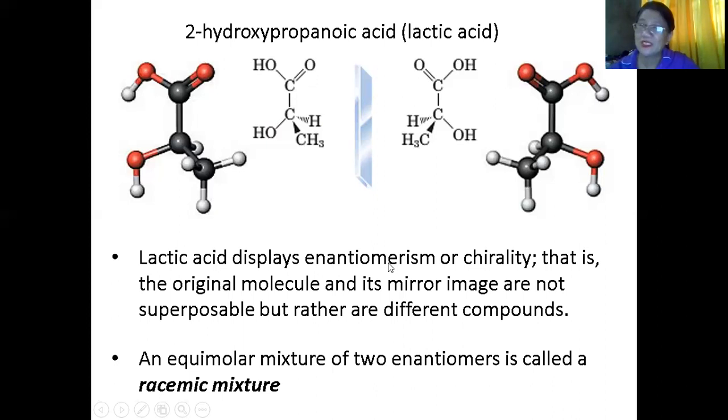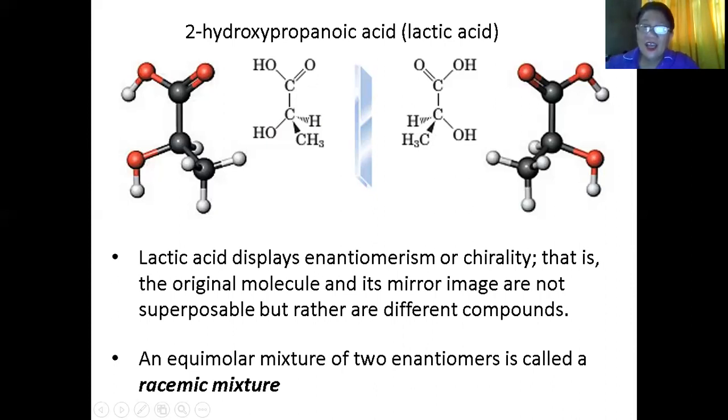What do you mean by enantiomerism? Meaning it displays a mirror image, or chirality. That is, its original molecule and its mirror image are not superposable. It will not superimpose, it will not fit in. One of the characteristics is if you have a chiral center, the stereocenter. Here, this is our carbon.